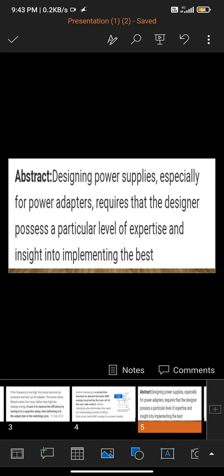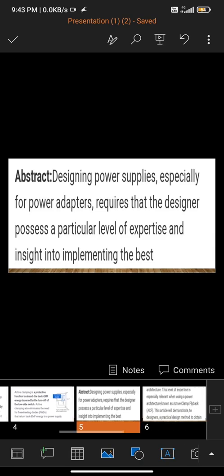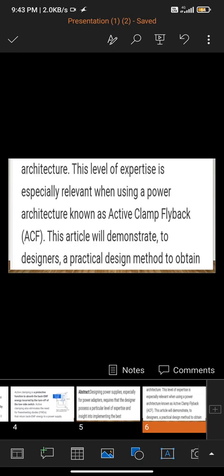Abstract. Designing a power supply, especially for a power adapter, requires that the designer possess a particular level of expertise and insight into implementing the best architecture. This level of expertise is especially relevant when using a power architecture known as an active clamp flyback.